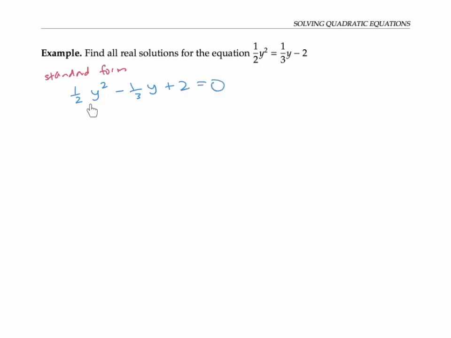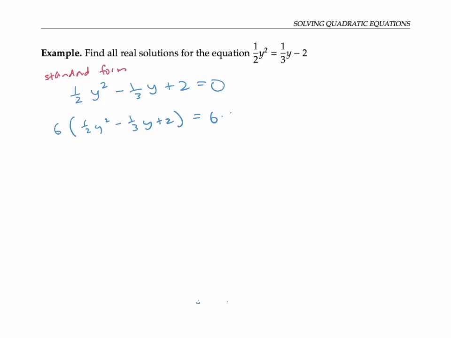I could go ahead and start trying to factor or use the quadratic formula right now, but I find fractional coefficients kind of annoying, so I'd like to get rid of them by doing what I call clearing the denominator. That means I'm going to multiply the whole entire equation by the least common denominator. In this case, the least common denominator is 2 times 3, or 6. So I'll multiply the whole equation by 6.